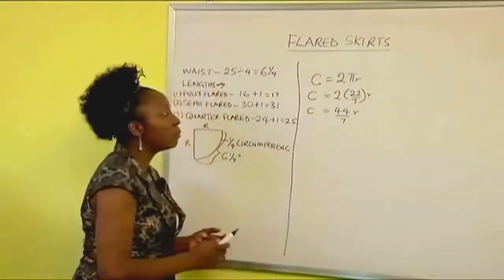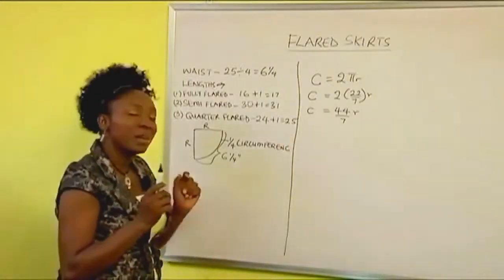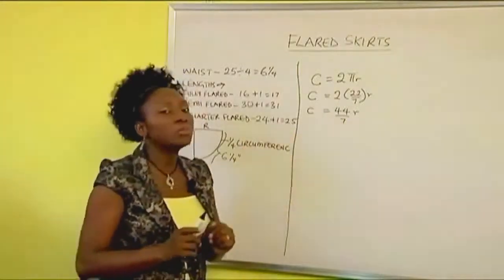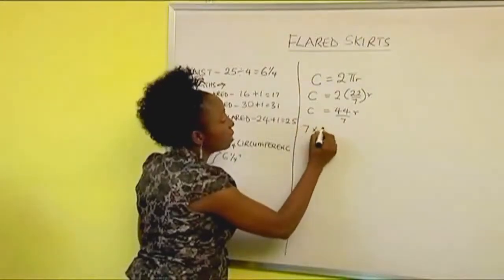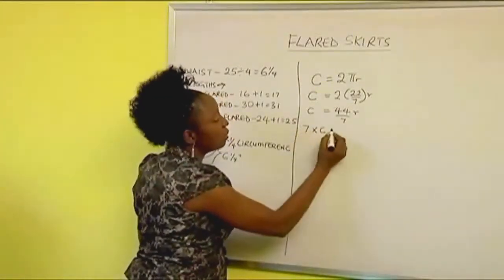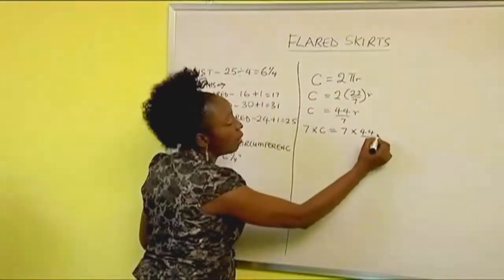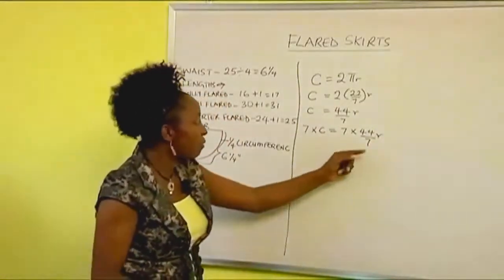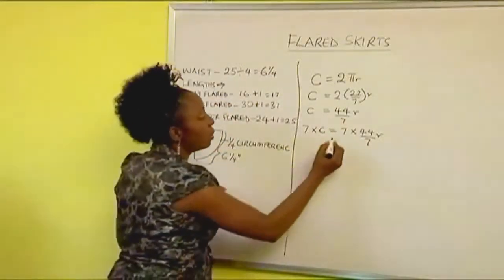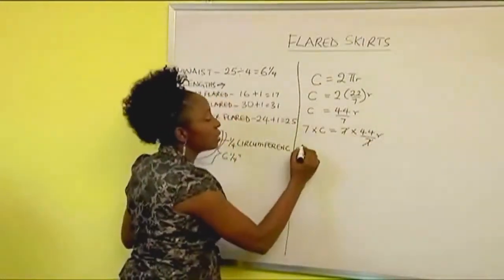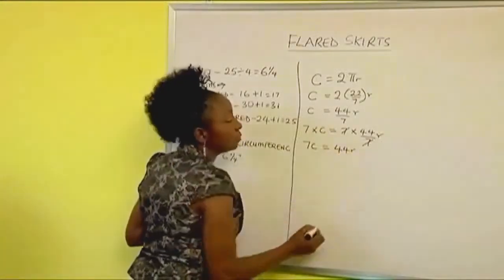Now after I've done this, I'm going to multiply both sides by 7, because I'm trying to see how I'm going to make r the subject of the formula. So I'll take my 7, I multiply C with 7, and that will give me 7 times 44/7r. In mathematics, once you have this, 7 will cross 7 out, so you cross those out. So when you cross that out, what you're left with is 7C equals 44r.